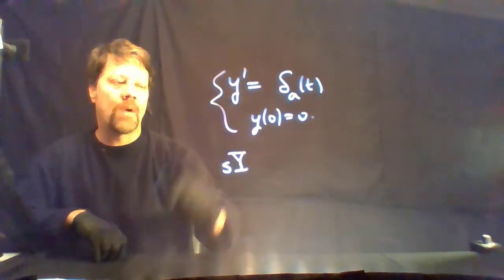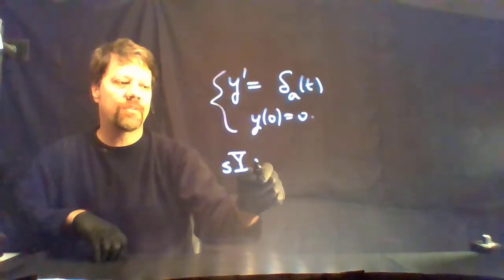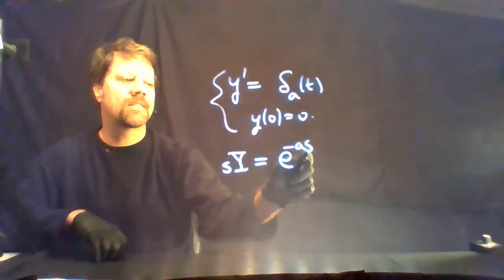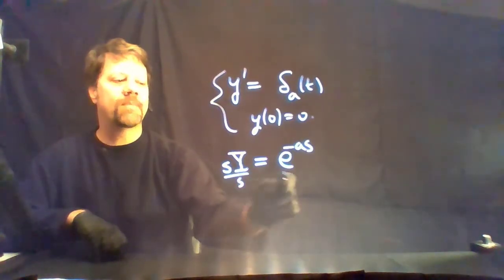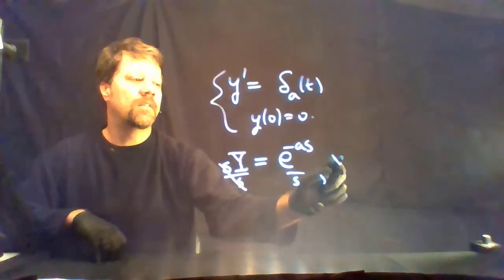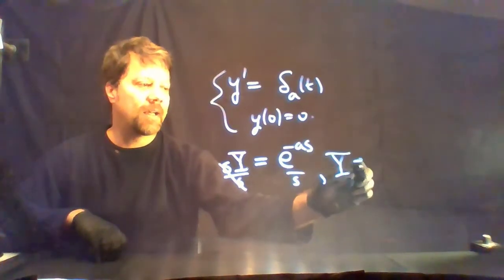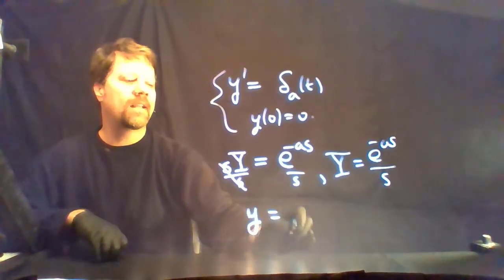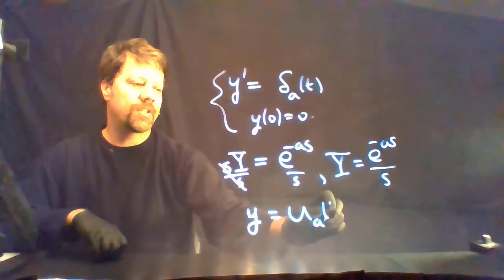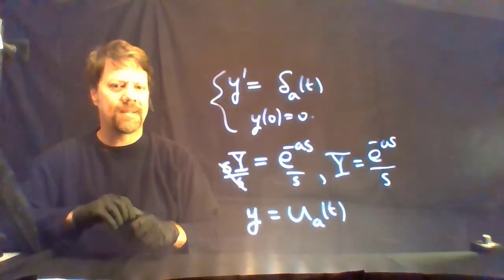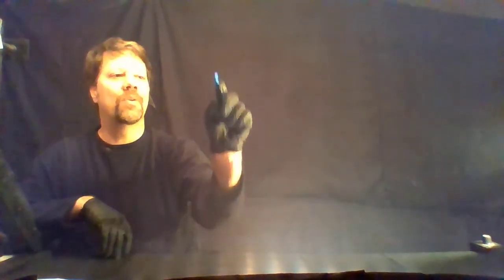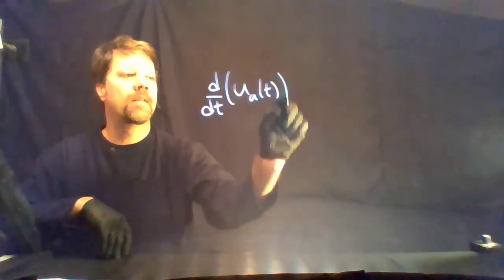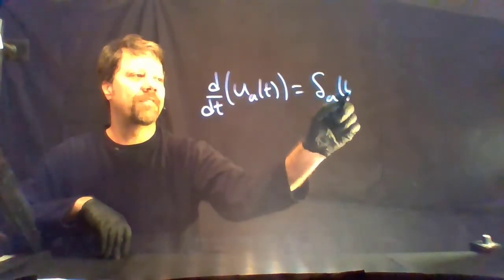Taking the Laplace transform of y prime, we get sY minus 0. On the right-hand side, we get e to the minus as. If we divide both sides by s, we get the Laplace transform of little y is e to the minus as divided by s, and hence the solution y is the unit step function. Let's think about that. From what we've just shown, the derivative of the unit step function is the Dirac delta function.